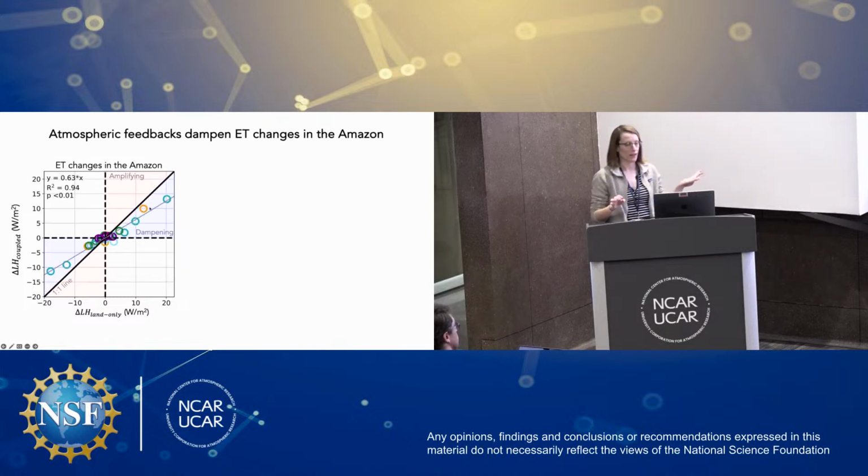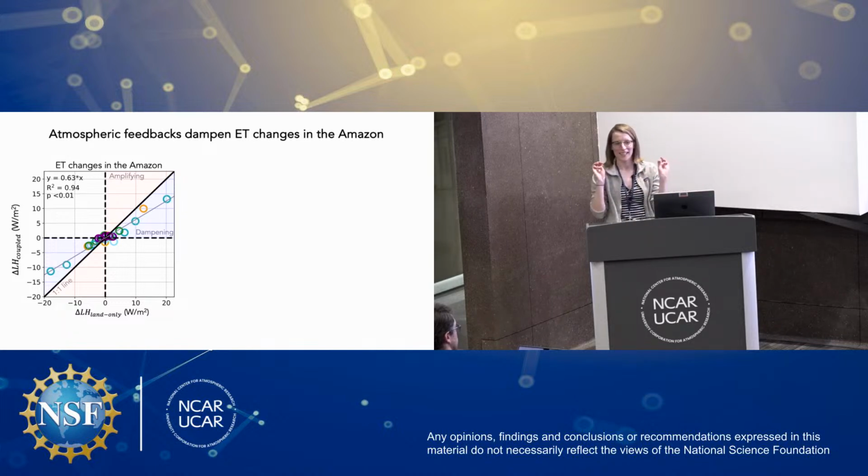And if we add our data, where each point is a paired ensemble member, we see a couple of things. First, all these points are off the one-to-one line. So the big picture takeaway is atmospheric feedbacks are doing something. They're also consistently in this dampening regime. So at this point in the Amazon, atmospheric feedbacks are consistently dampening changes in land evapotranspiration. And this is pretty consistent across the whole parameter space we were sampling.